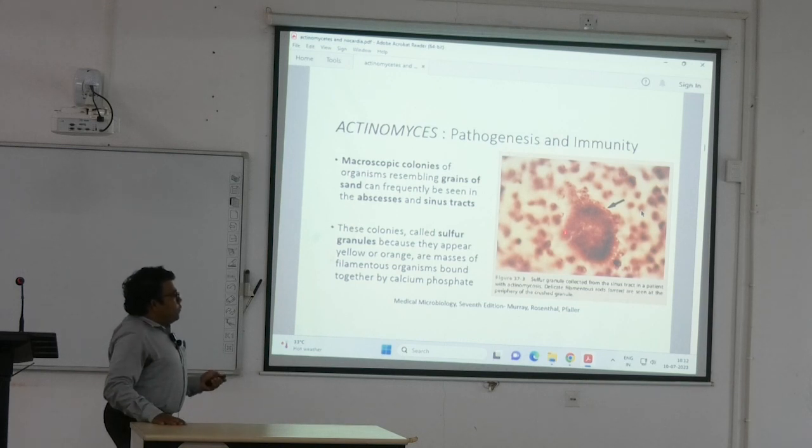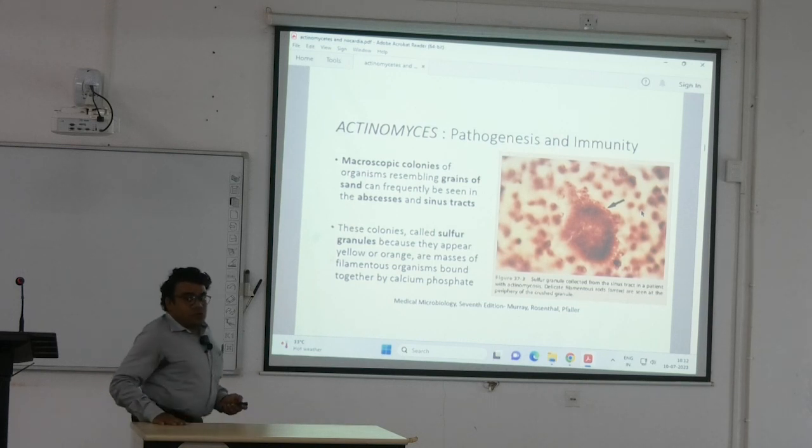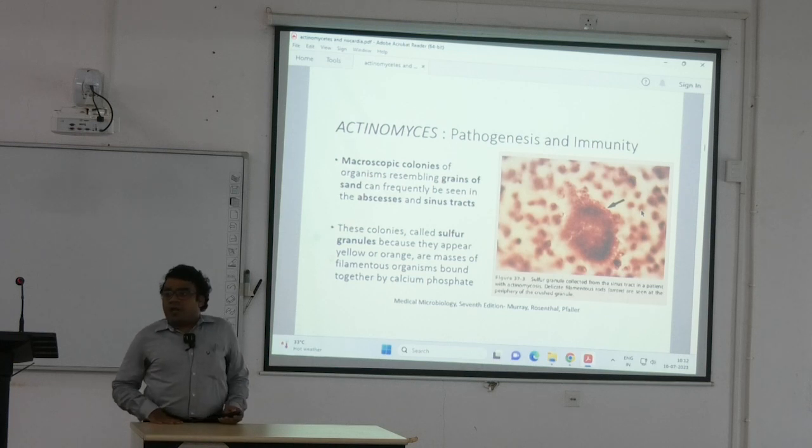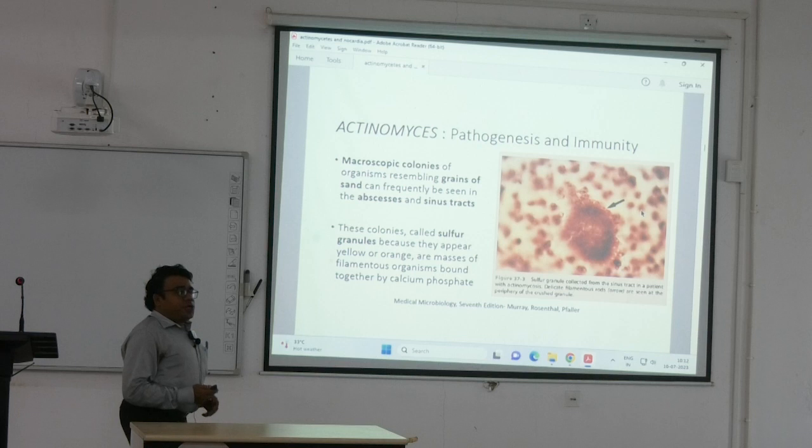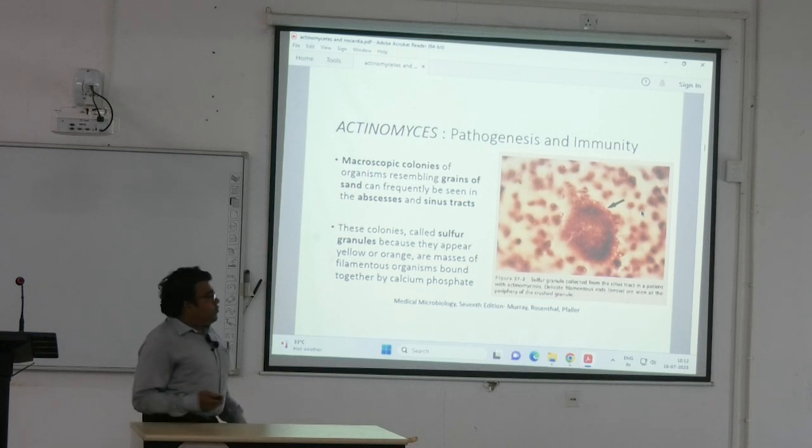when collected, we can see this kind of big granule. These granules are called sulfur granules. Why sulfur? Because they are commonly yellowish in color. However, this color may vary depending on the species which causes the infection. Initially, it was found to be yellow in color, hence called sulfur granules.